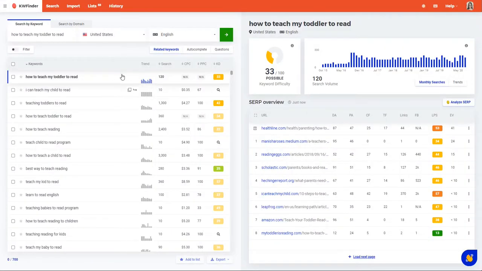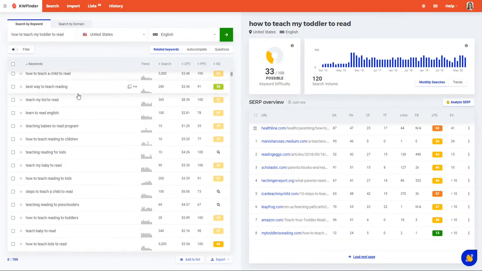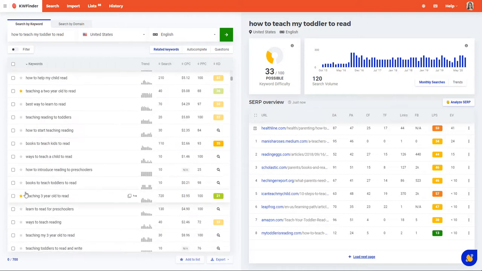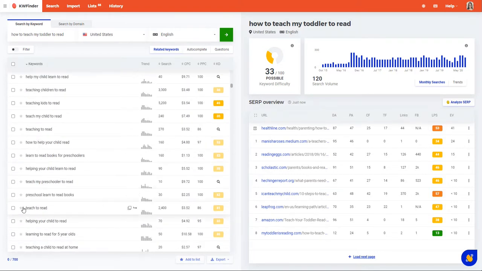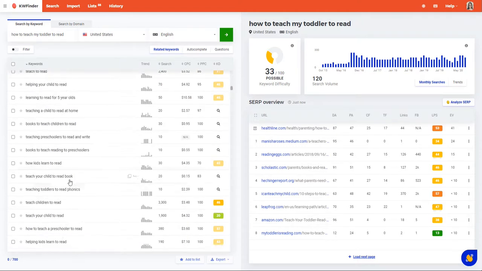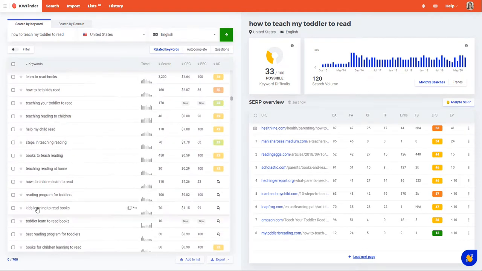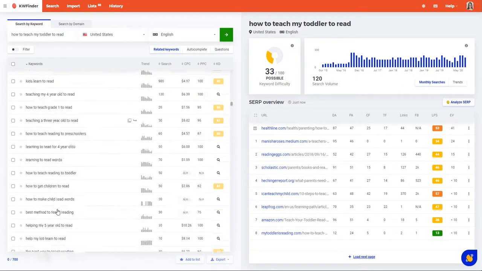So, how to teach my toddler to read, 700 keywords. I can teach my child to read, best way to teach reading, how to help my child read, learn to read for preschoolers, helping child learn to read, helping your child to read, helping kids learn to read, learning to read for 5-year-olds. So these are all on point. We've got 700, like I said.